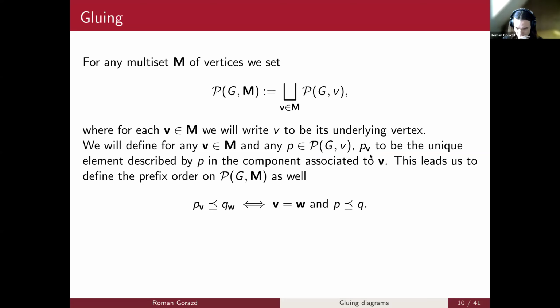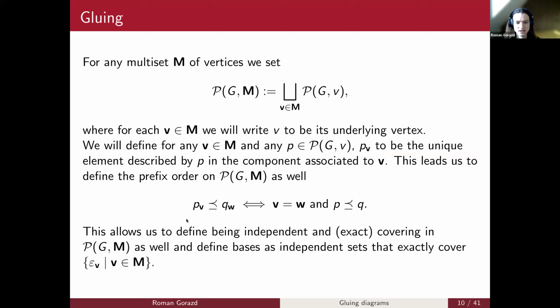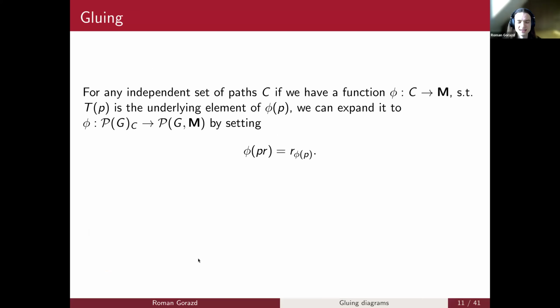And we can treat this basically the same way as we did path spaces. So we have prefixes, and with prefixes we can define being independent, exact covering, and bases. In this case, bases will be sets that exactly cover epsilon v. And now I just want to do a little remark. All the graphs I'm talking about here are finite. Maybe it will work for some infinite graphs, but let's just, for the sake of this talk, consider them finite.